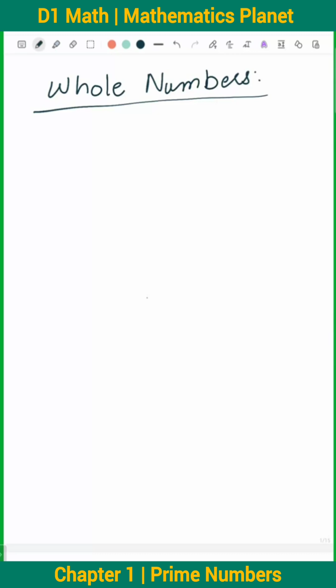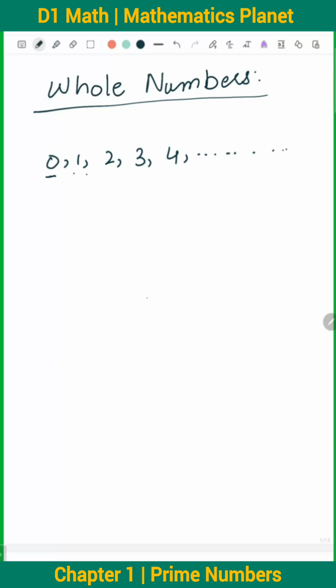Okay, so we have to start from whole numbers. So what are whole numbers? For example, 0, 1, 2, 3, 4. These are the numbers starting from 0 and moving on in the positive direction, and they are called whole numbers. Whole numbers start from 0 and move on in the positive direction up till infinity.